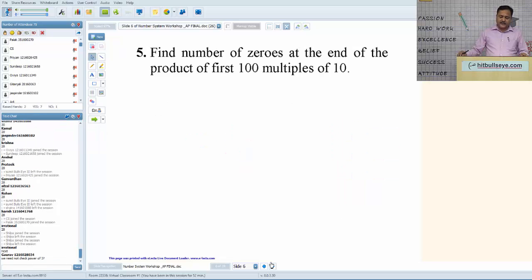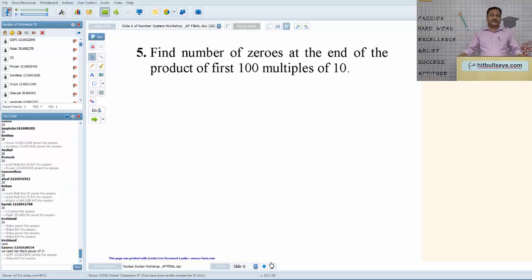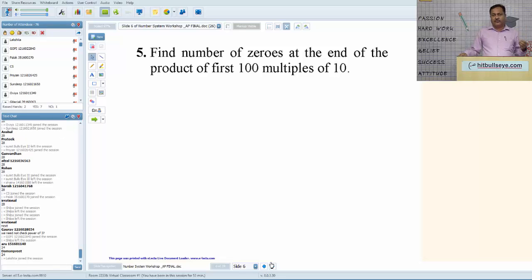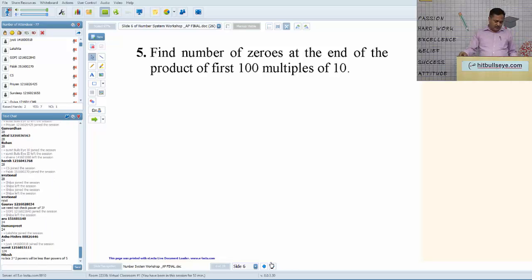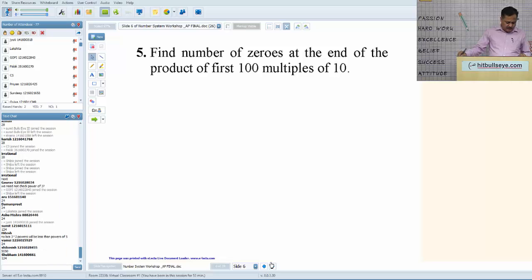Find the number of zeros at the end of the product of the first 100 multiples of 10. Number of zeros means the highest power of 10. If you want to check the highest power of 10, because 10 is equal to 2 into 5, to make 10 you need 5 as well as 2, both are required, but the highest power is of 5, so you need to check it by 5 only. Damanpreet Singh, Ashu say 24, Sumit, Hitesh say 124.